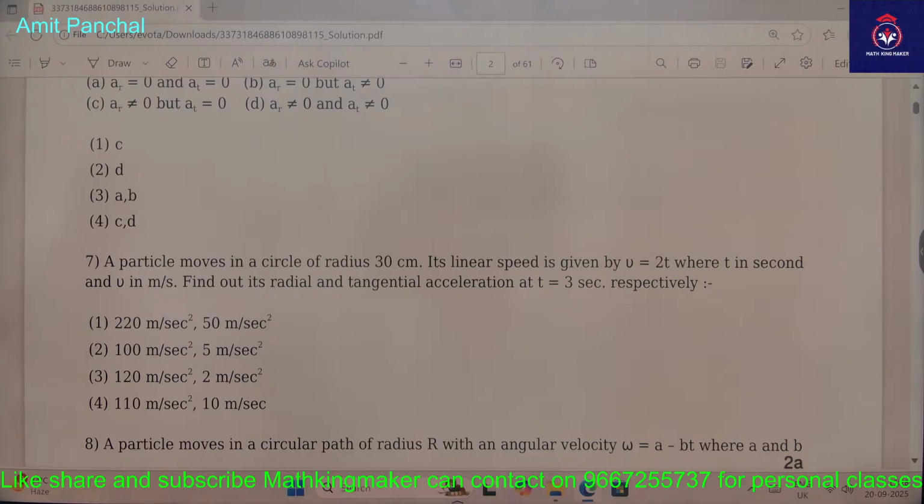Okay, a particle moves in a circle of radius 30 centimeter. Its linear speed is given by v equal to 2t, where t is in second and v in meter per second. Find out its radial and tangential acceleration at t equal to 3 seconds respectively. I found out its radial acceleration and then found out the tangential. Yes. Take the answer.